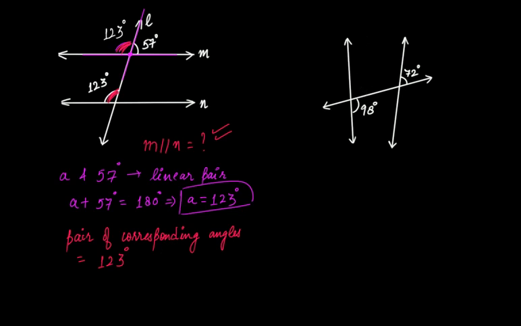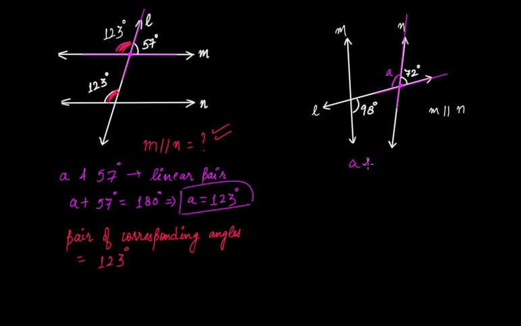Let's say this is M, this is N, and this is L. You have to tell whether M is parallel to N or not. So in this case, we have these two lines M and N, and L is a transversal. Around this vertex, you can see this 72 degree, and let's name it as A. A and 72 degree are actually a linear pair.